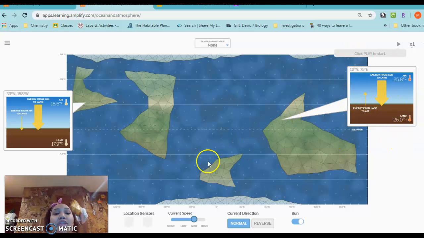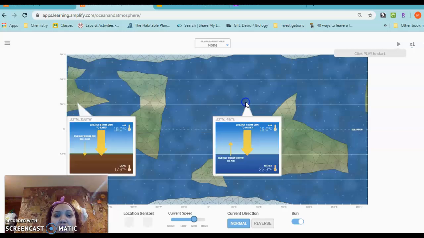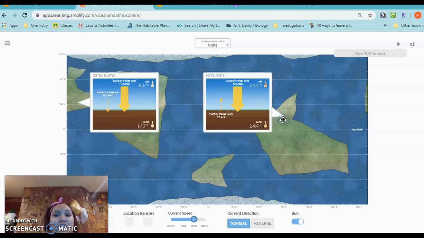I can also make these locations in the water. So, hold on, Miss Jackson, drag this. So I can also make this look at water. So notice I see energy from the sun to the water and energy from the water to the air. And I can see that these temperatures are different as well. So Miss Jackson is going to drop this one back on land. Sorry about that, my nose itch.